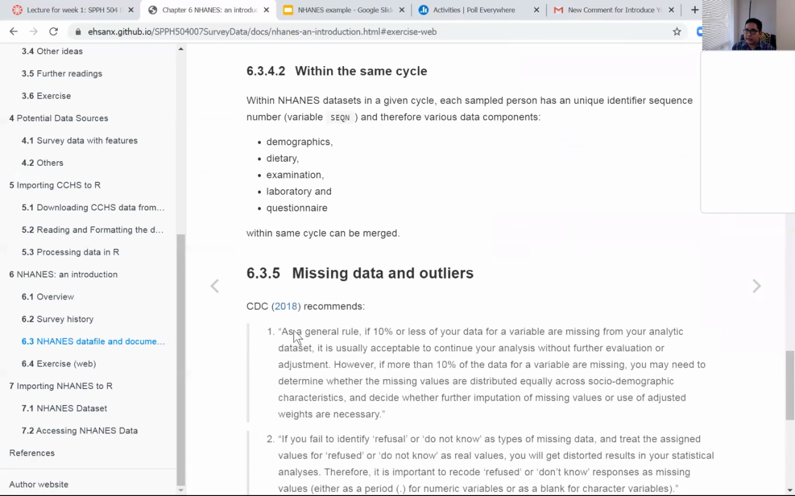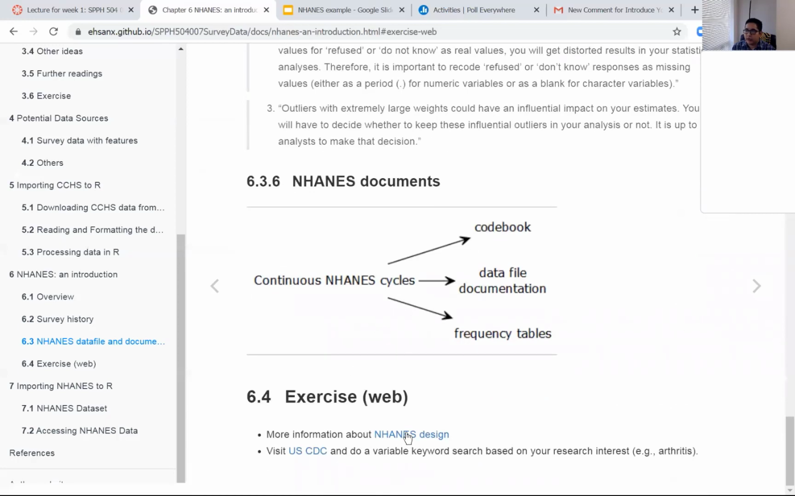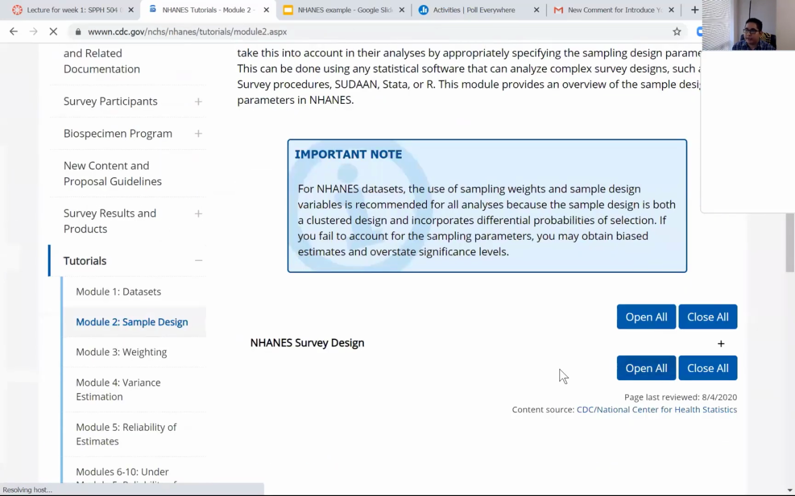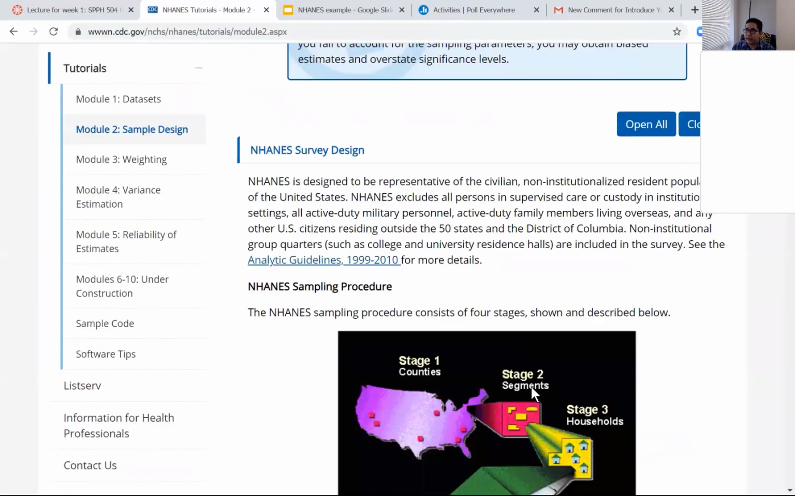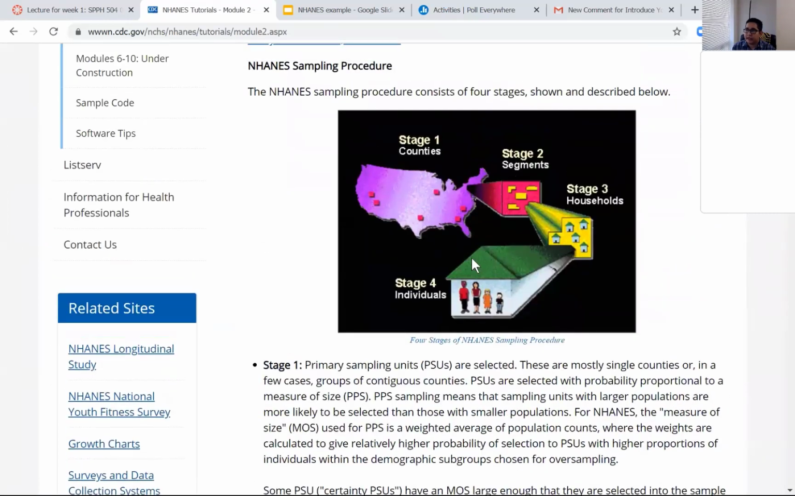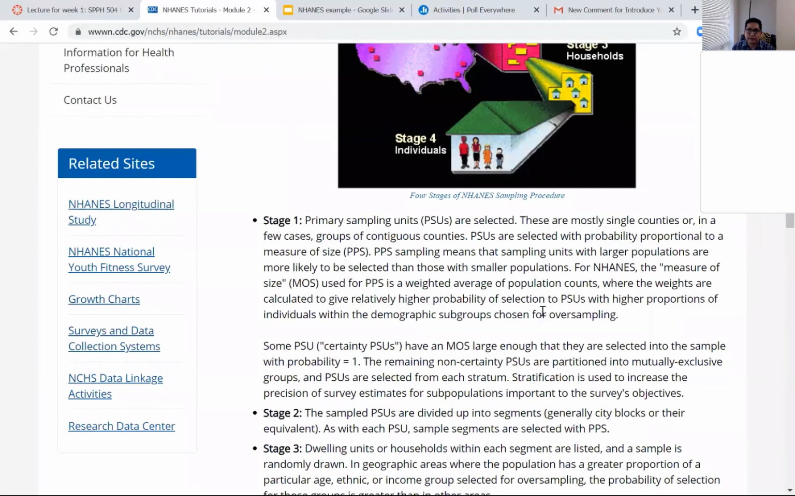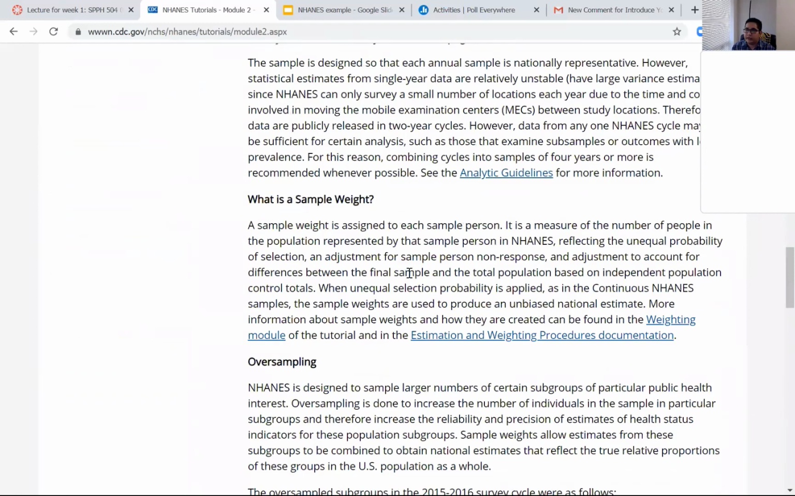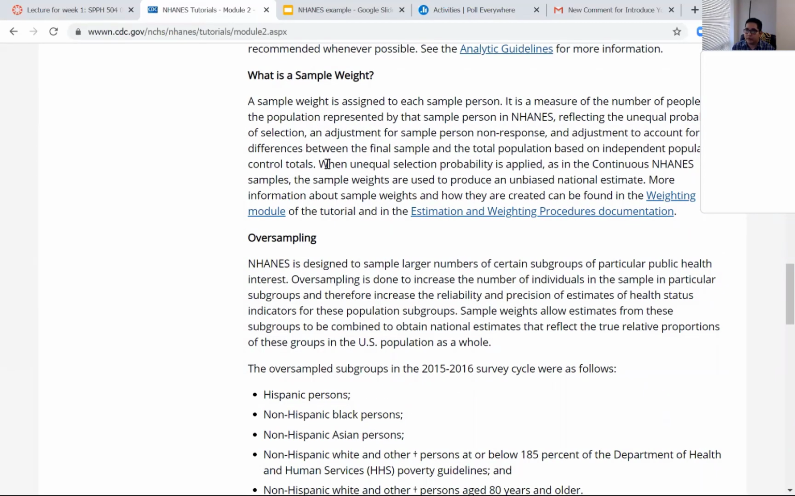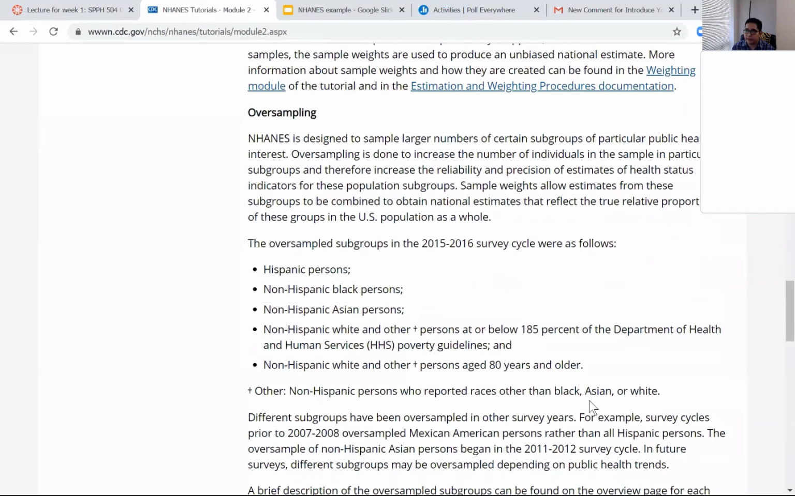But I think it is a very good idea to go through this enhanced page to get some idea about how the enhanced procedure is done. Basically, this describes the 4 steps in a very detailed way, and it might be worth thinking about what the sampling weights and oversampling and things like that are.